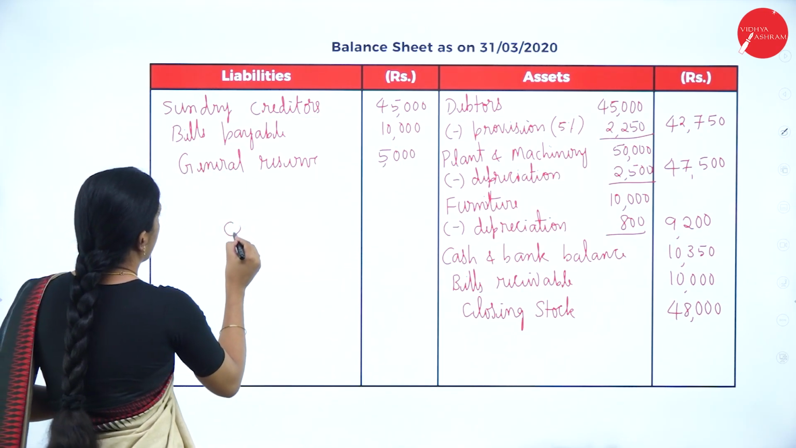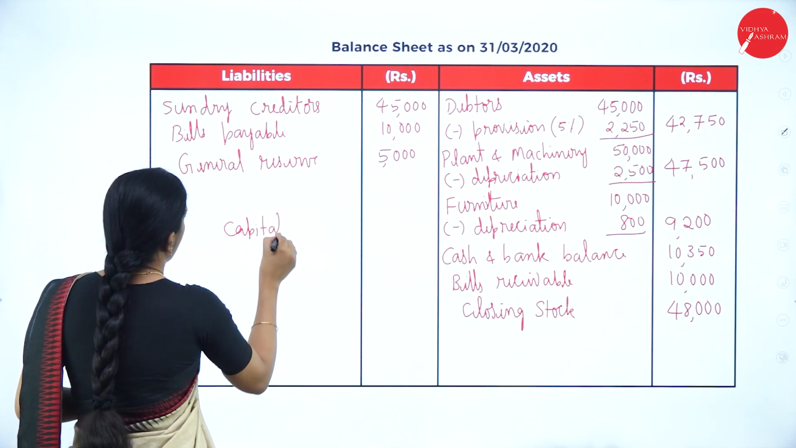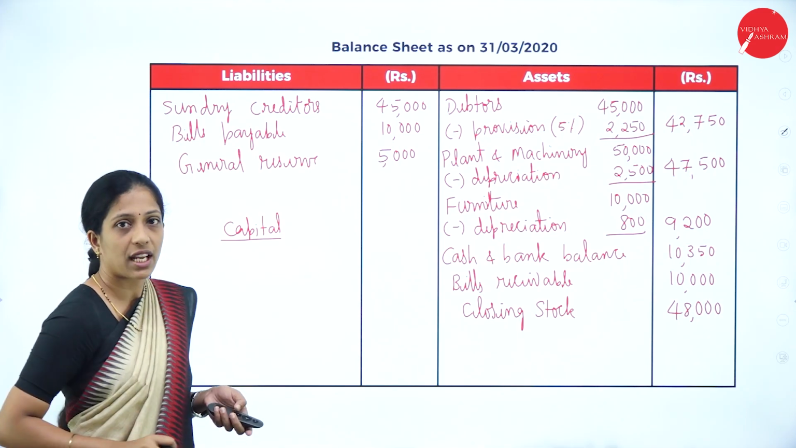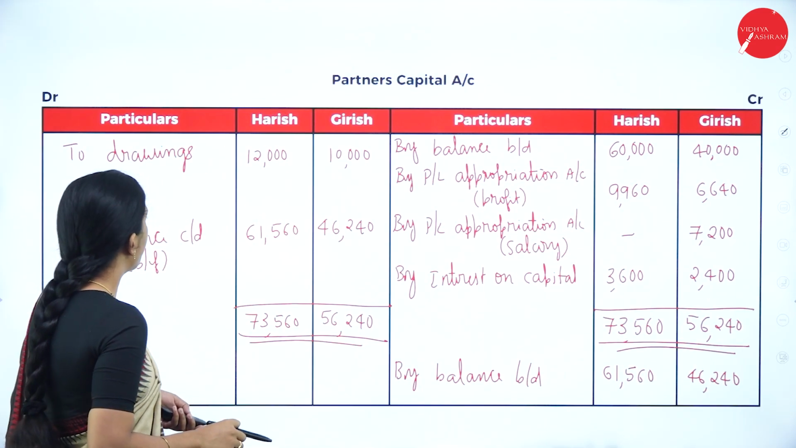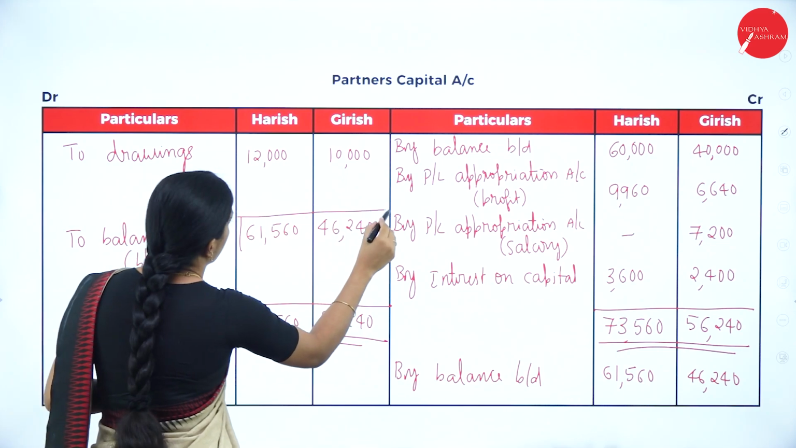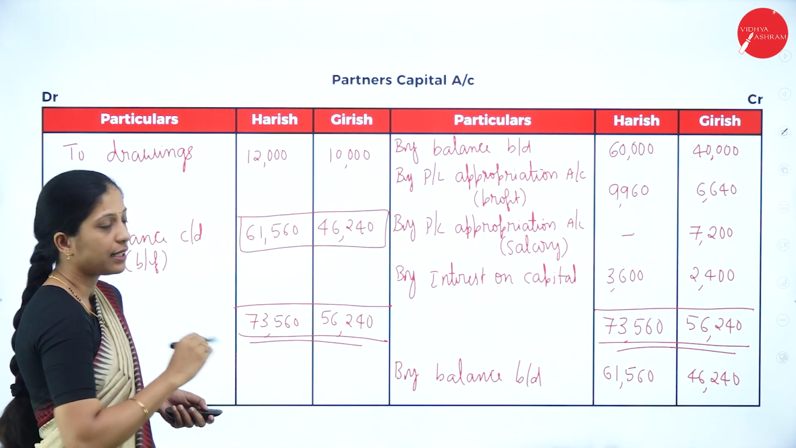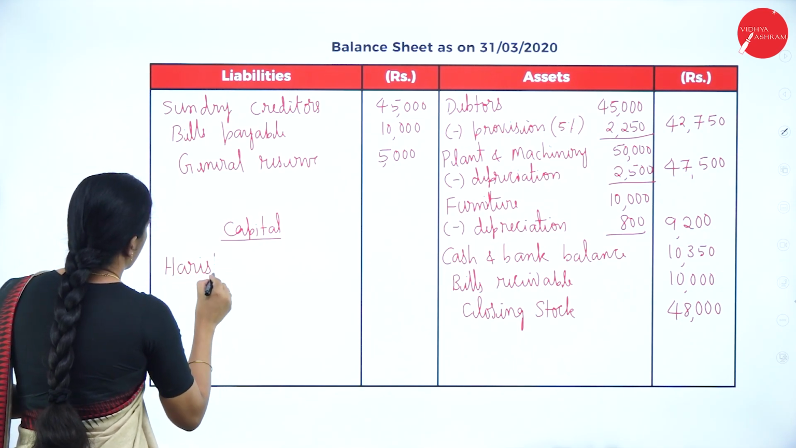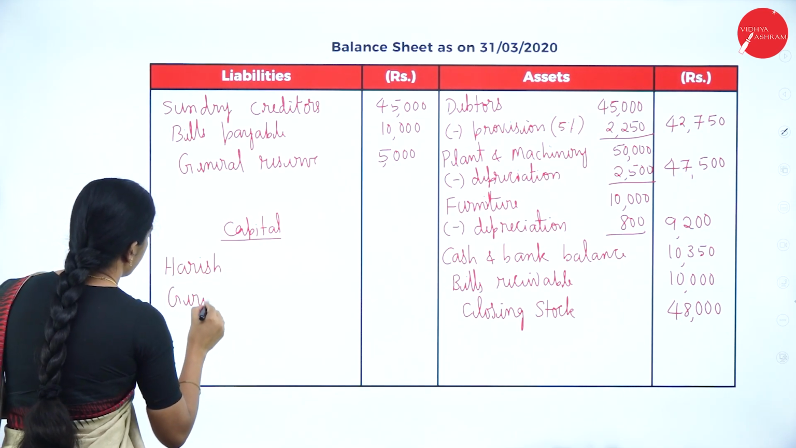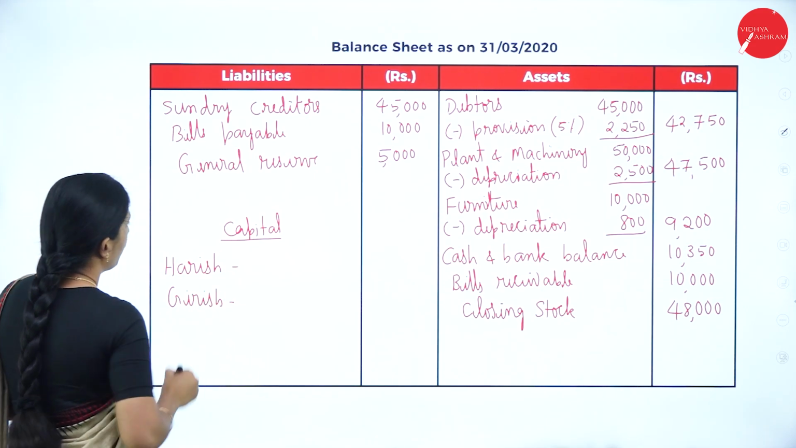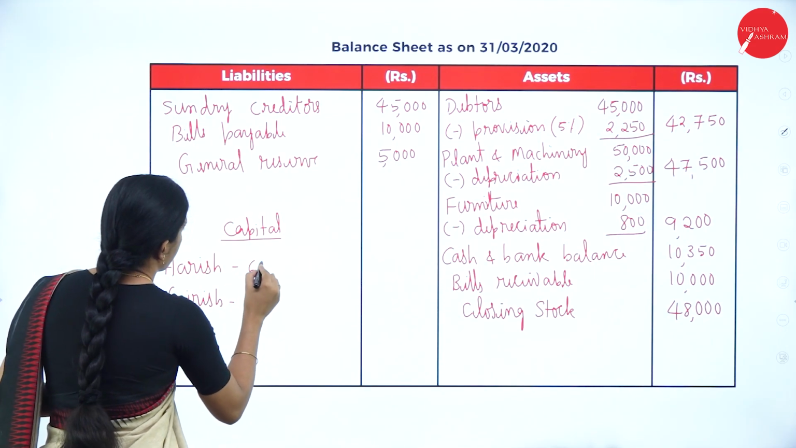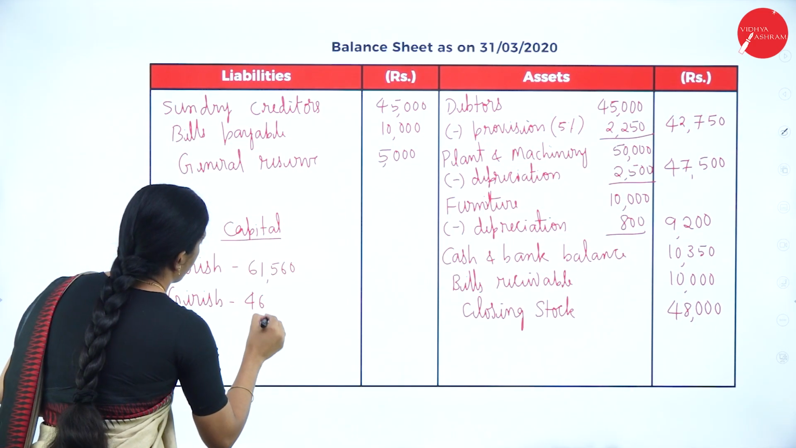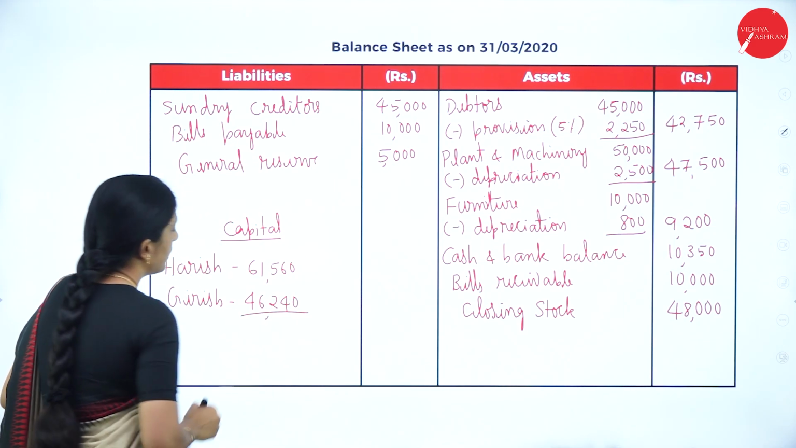Now we have to record the capital. So which capital to record? Whether the capital which is given in the trial balance? No, because already we have taken it under partner's capital account. So the balancing figure what you have got here will be taken as capital in the balance sheet. So that is Harish and Girish. Now what is the capital of Harish? 61,560 and 46,240.